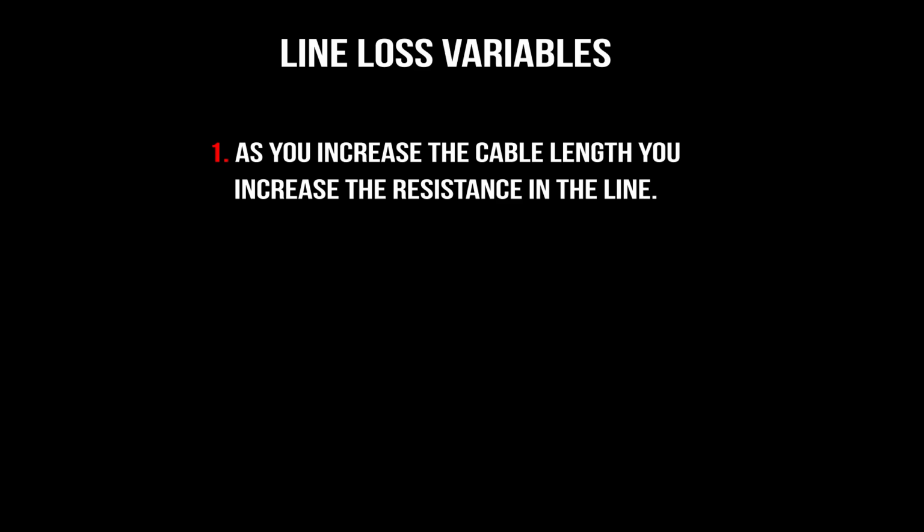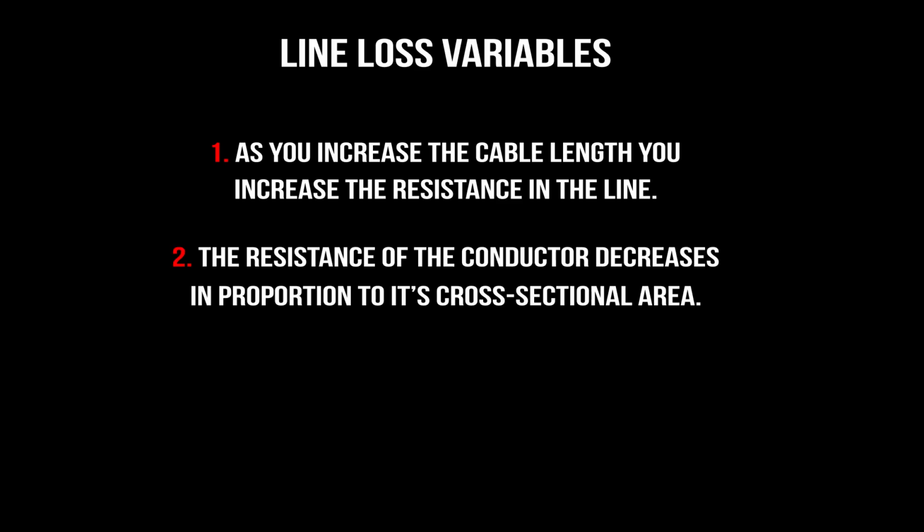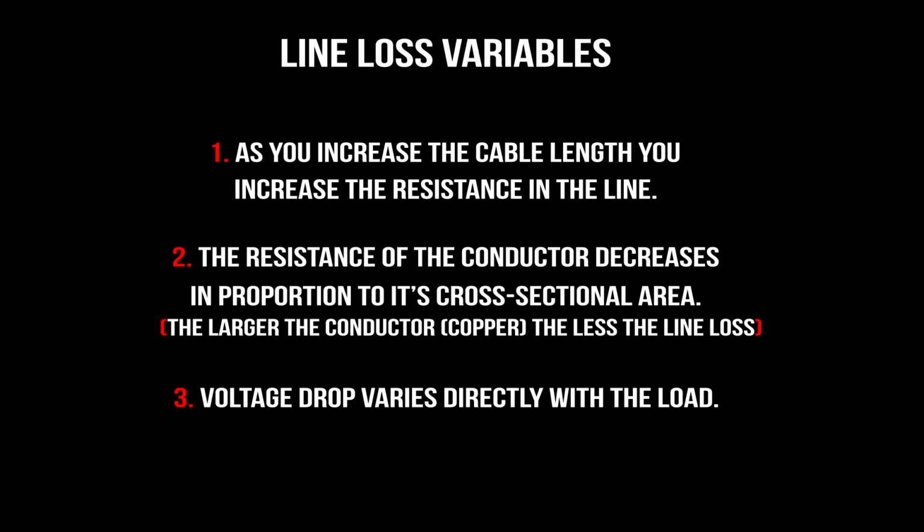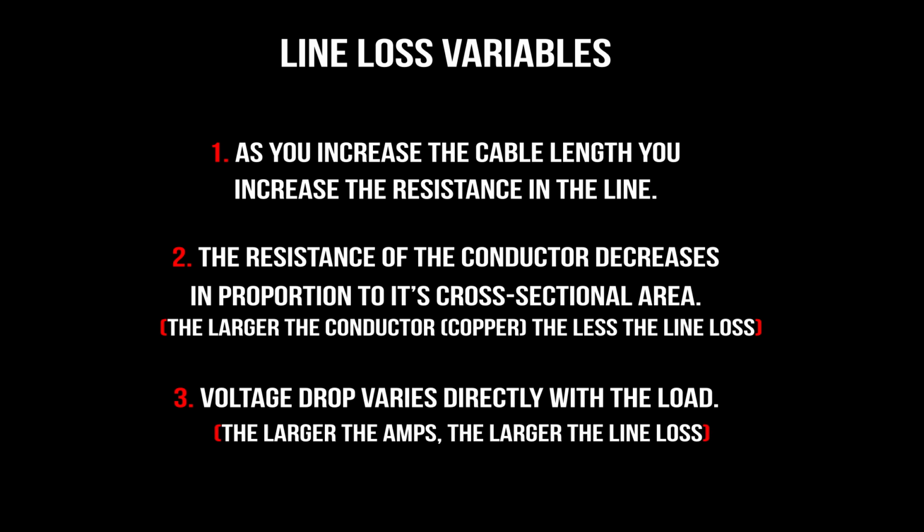I've got timestamps below, but we're going to go over some examples first just so you get the idea. There are many variables to line loss. As you increase the cable length, you increase the resistance in the line. The resistance of the conductor decreases in proportion to its cross-sectional area. The larger the conductor or copper, the less the line loss. And voltage drop varies directly with the load. The larger the amps on the line, the larger the line loss.